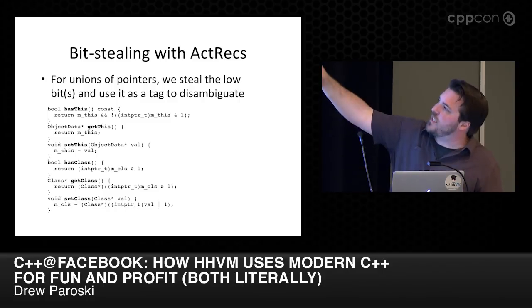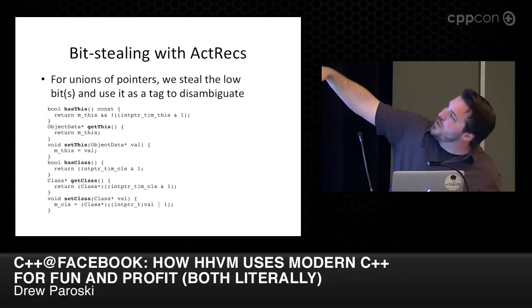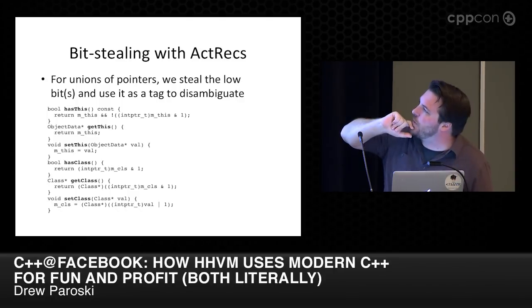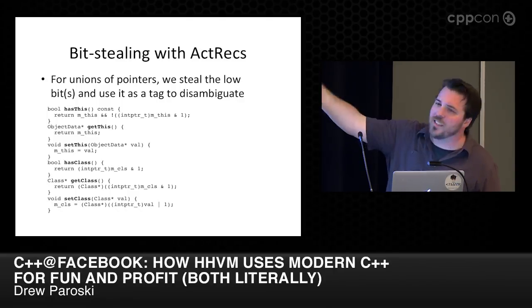So has this and has class, you'll see we're doing a C-style cast. I could have done reinterpret cast, but I was trying to keep the slide small. And it basically checks, is that low bit set? And it returns a bool. Then once you've checked has this or has class, you can call get this or get class, whichever is the appropriate one to call. The real code in HHVM has asserts to make sure that if you call get this, but has this returned false, that you'll get an assert in the debug build.